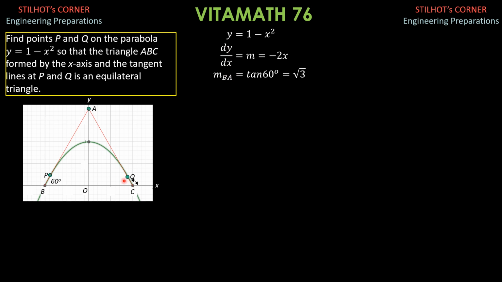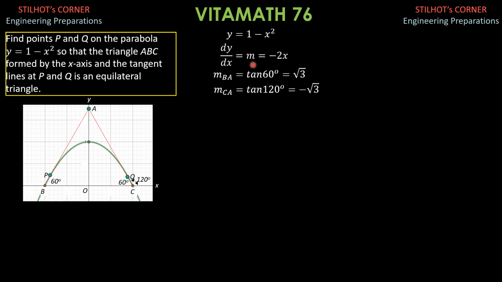While the slope of CA, because this is also 60 degrees, the angle that CA makes with the positive x-axis is 180 degrees minus 60 degrees. So the measure of this angle is 120 degrees, also counterclockwise, which is in standard form. Slope of CA is therefore equal to tangent of 120 degrees, and it is equal to negative square root of 3.